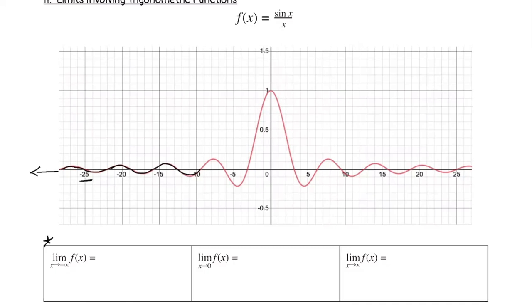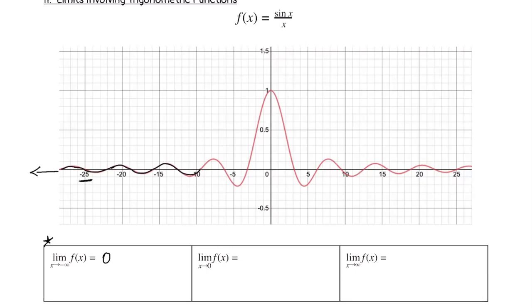Exactly, or it oscillates getting closer to a y value of 0, okay? And so that is indeed the limit. As x approaches negative infinity, this particular function gets closer and closer to 0, okay?